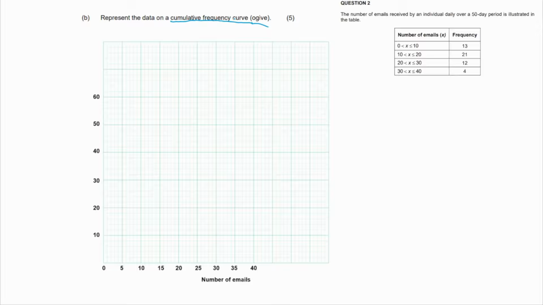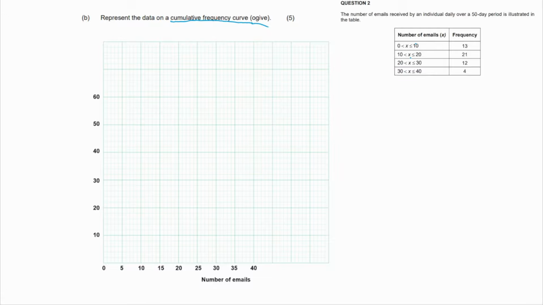All right, so let's have a look. So very important with the ogive, it came up in one of the past papers. I remember a video I did recently where you had to do a frequency polygon, I believe it was. So when you do an ogive, very important: you plot the endpoints. So we're going to be plotting 10, 20, 30, and 40. Remember that from theory. We don't plot the midpoints.